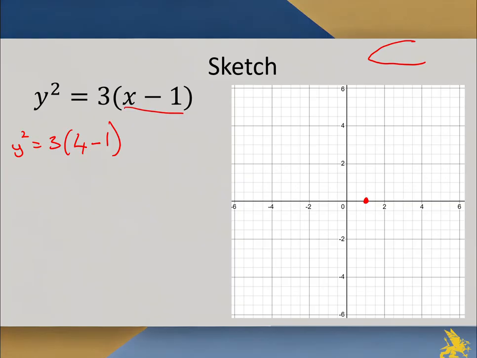4 take away 1 is 3. 3 times 3 is 9. So I've got y squared is equal to 9, which means y must be 3, and it'll be positive and negative. So that means when I'm at 4, I'm going to have positive 3 here, and I'm going to go down to negative 3. Now I've got enough information to be able to draw my graph. Make sure that you do label them appropriately, so (4, 3) and (4, -3).